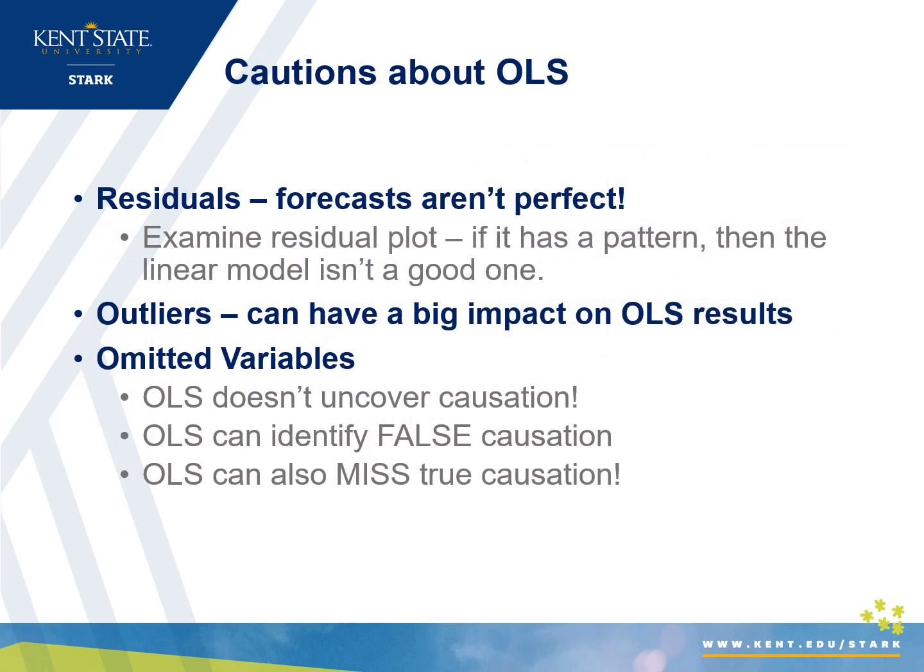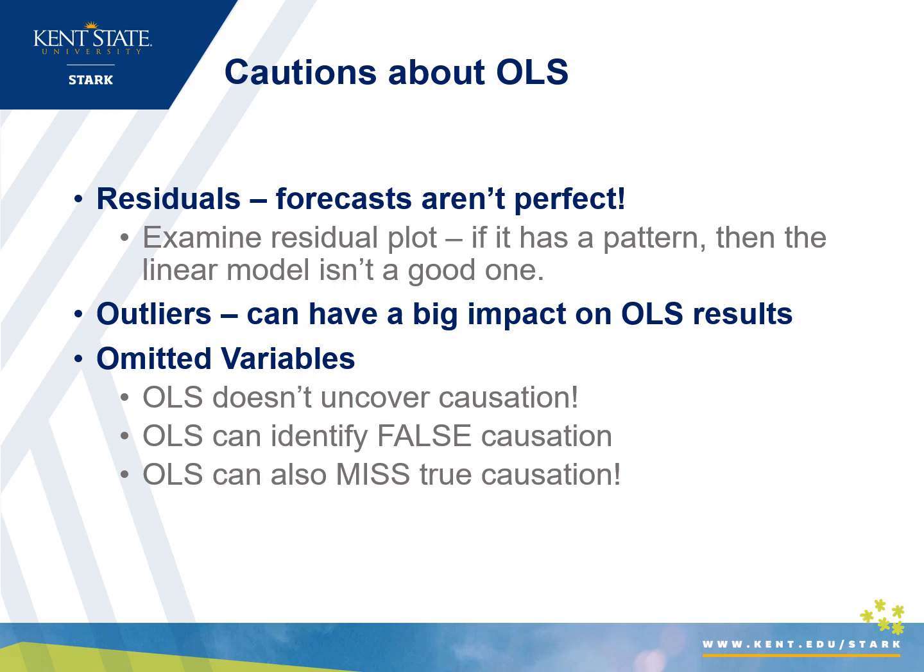Now, a few cautions about ordinary least squares, the form of regression we're doing here. First, forecasts are not perfect. They have what we call residuals. One of the options in Excel is to get a residuals plot. Examining that can be revealing. If you find patterns in those residuals, for example, that suggests that there's something predictable that the linear model just isn't catching. This is very common if the relationship is actually curved, like if it's U-shaped or if it's V-shaped.